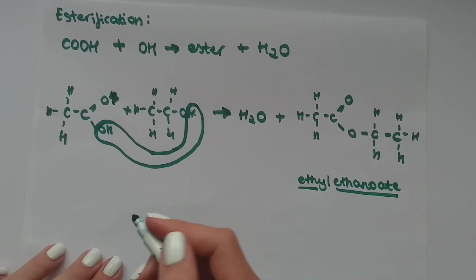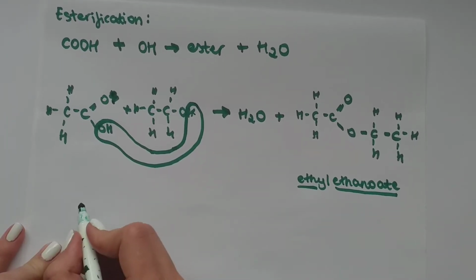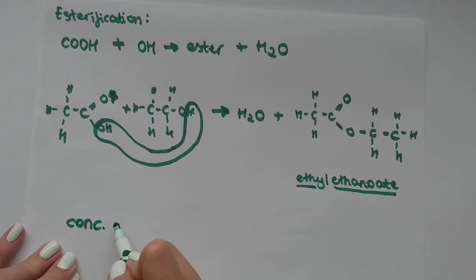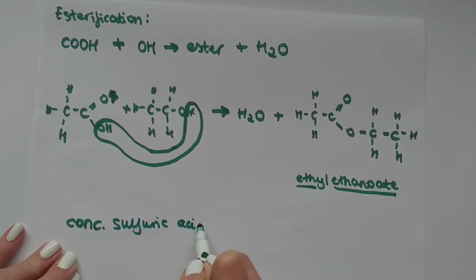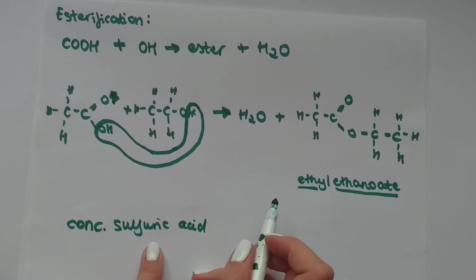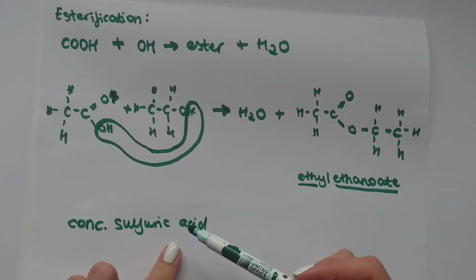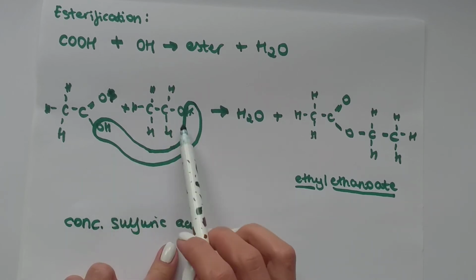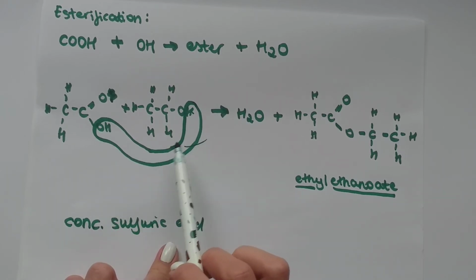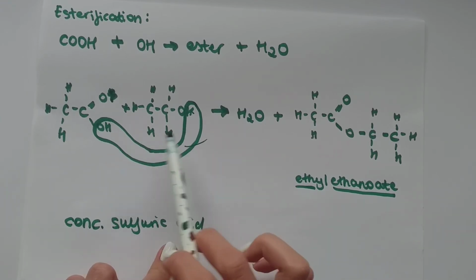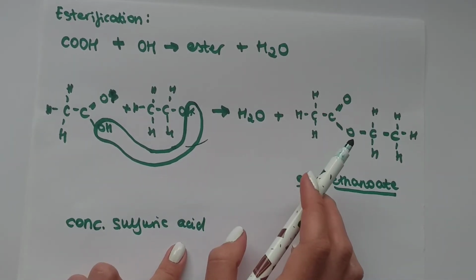There are a couple of reagents and conditions that you need to be able to know, and our reagent that's needed is concentrated sulfuric acid. I'm sure you saw the sulfuric acid before, and what sulfuric acid does, it removes water, and that's all that happens here. We remove H and OH, so we remove water from them, and the rest is our ester.